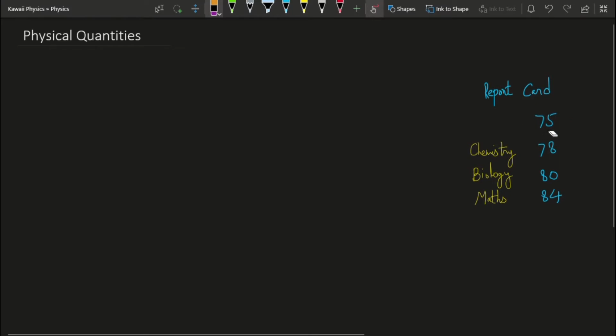Now if I do the same thing in physics, now there is 75. Now the number 75 has no meaning because you obviously don't know in which subject you got the marks. So in order to convey meaningful information, you need both the subject name and the marks you got.